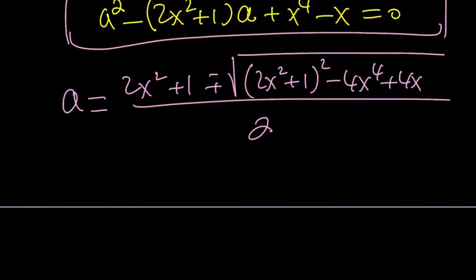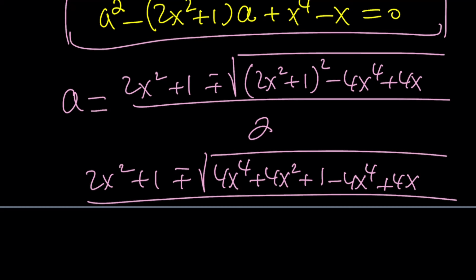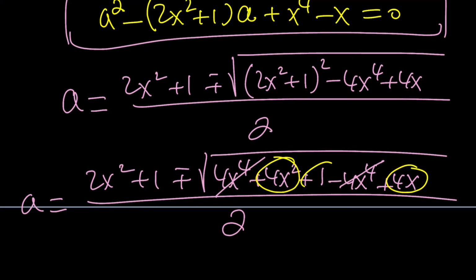So now if you go ahead and expand the discriminant, you're going to get something interesting. This is going to be 4x to the fourth plus 4x squared plus 1 minus 4x to the fourth plus 4x. And then from here, obviously, the 4x to the fourth is going to cancel out. And we're going to get something interesting: 4x squared plus 4x plus 1, which is a perfect square.